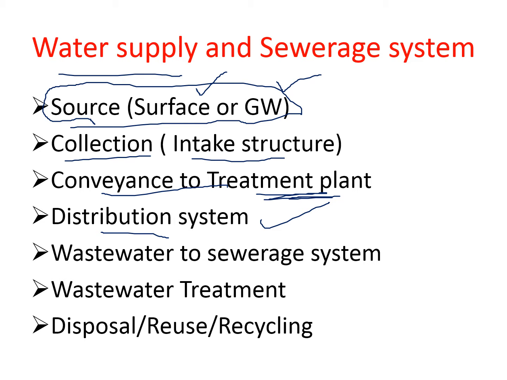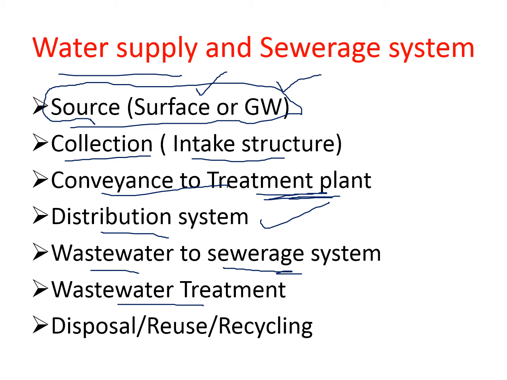Once it has reached your house, the water may result in wastewater, because we are using it for many purposes. And once it has become wastewater, it will be transferred to your sewer pipeline. The whole system is called the sewerage system, that is the collection and transportation of wastewater, and that will transfer the wastewater to the wastewater treatment plant.